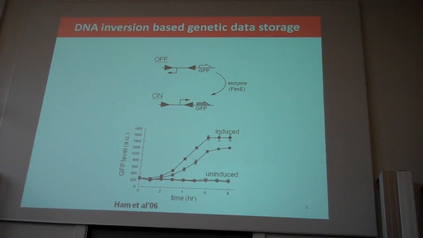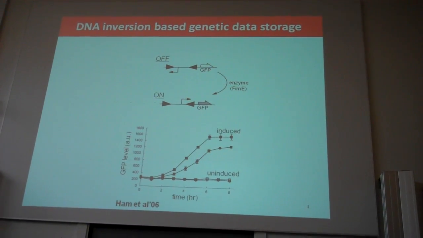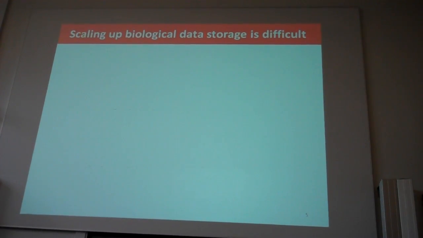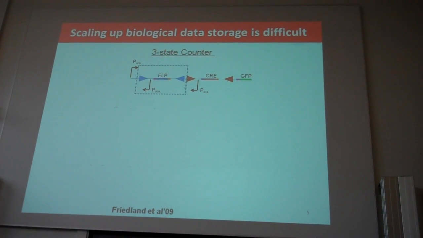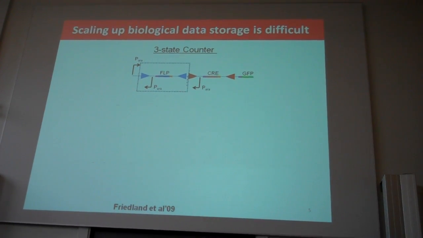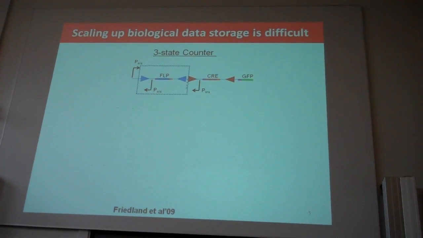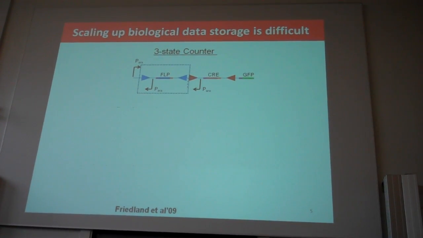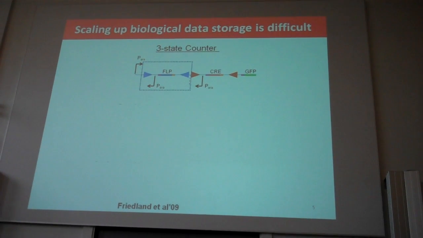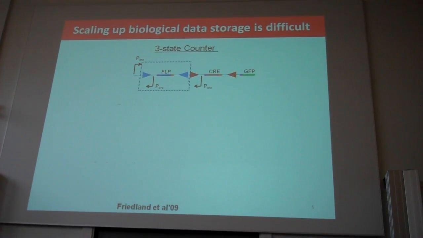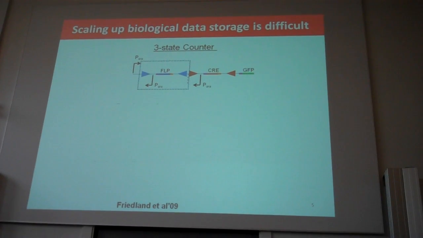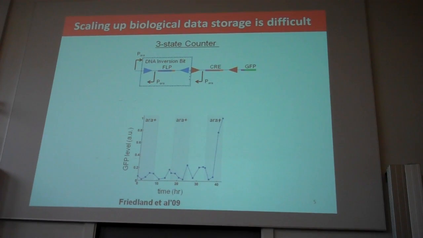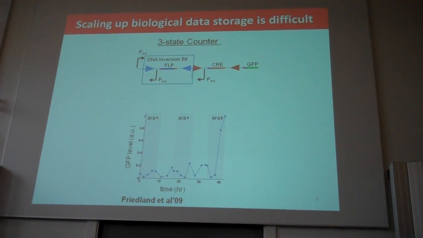People have tried to build something even more complicated than that. For example, in this case, people tried to build a 3-state counter using 2 DNA inversions in a row. They use the arabinose induction to flip the 2 inversion bits successively. And they use 2 different enzymes, FLP and Bxb1 here, as a mechanism for flipping the piece of DNA. With this system, when they induce it with arabinose, first pulse, second pulse, nothing happens. When the third pulse comes, you turn on the gene downstream.